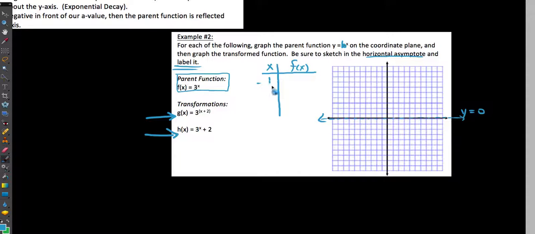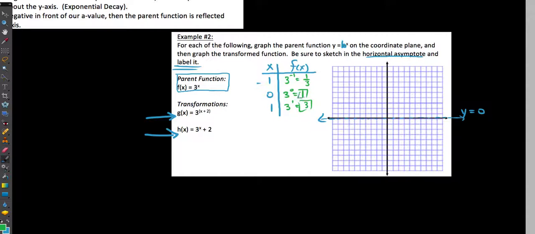So what points should I plug into my parent function? Well, we know that these graphs are really just growth or decay curves, but they're only really interesting in and around the origin. So we're going to plug in x values that are more central in the coordinate plane. And what we see is this. We get 3 to the 0, which is 1. 3 to the negative 1, which is 1 over 3. And 3 to the positive 1, which is 3.